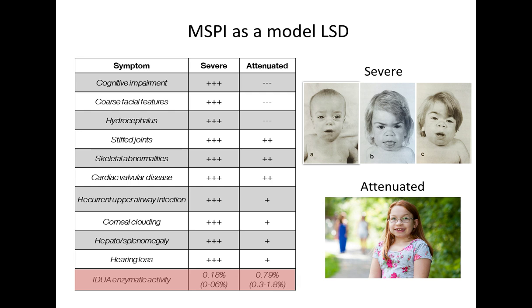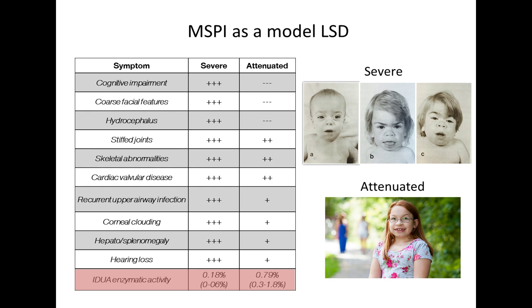At the bottom line, I'm highlighting the residual enzymatic activity for these different groups of patients. So severe patients have right around between 0 and 0.2% of residual activity, and patients with attenuated disease have about, let's say, a median of 0.8% enzymatic activity. So you can see that a very little enzyme makes a huge difference in the natural history of this disease. And this is important to know when you're designing a therapy, because it tells you that the realistic therapeutic threshold you're trying to achieve for the disease is not 100% or even 50%, but a few percent will make a big difference.